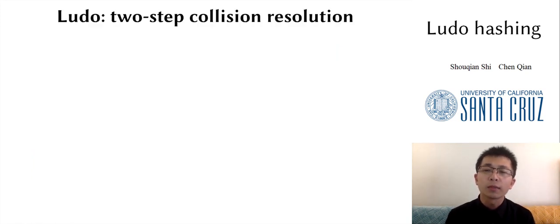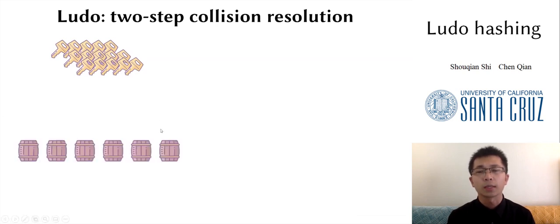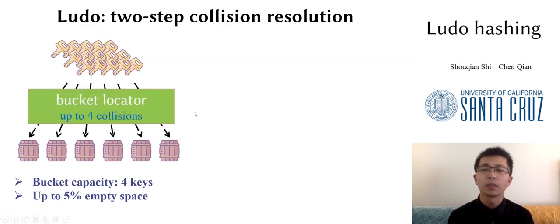The core idea of Ludo is two-step collision resolution, with each step minimizing space while allowing key set updates. In the first step, the keys are given at the input, and the proper number of buckets are allocated, such that if each bucket contains at most 4 keys, then 95% of space will be occupied. A mapping is found to realize the bounded collision.